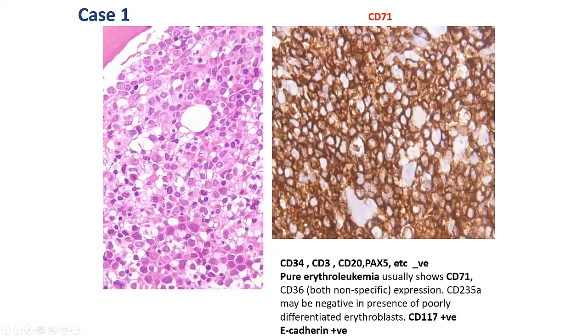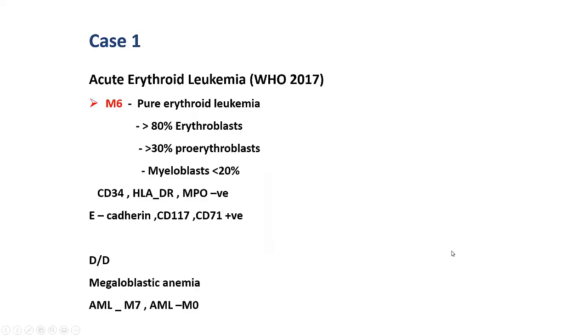So these three markers clinch the diagnosis that it is CD71 erythroid, proerythroblasts, and CD117 also positive in proerythroblasts, and E-cadherin is positive in proerythroblasts. And therefore, we made a diagnosis of acute erythroid leukemia, or M6.